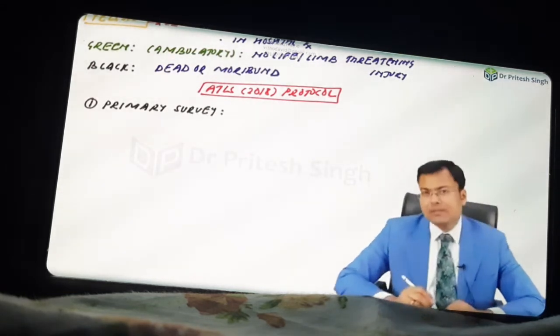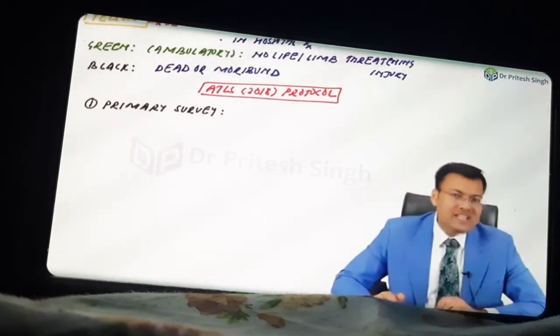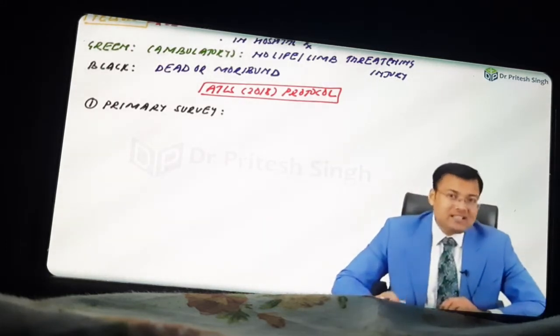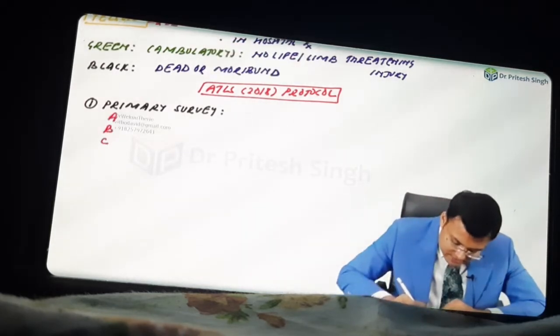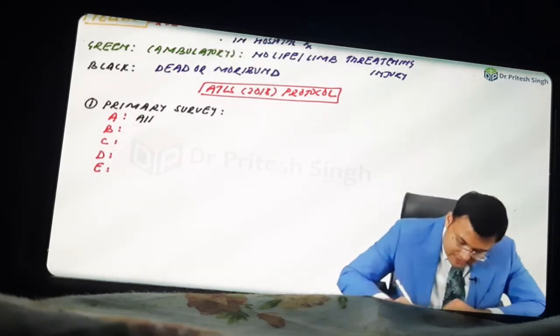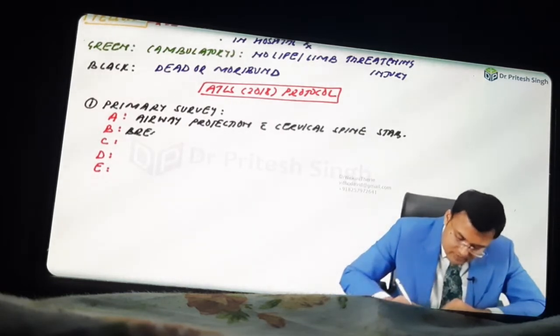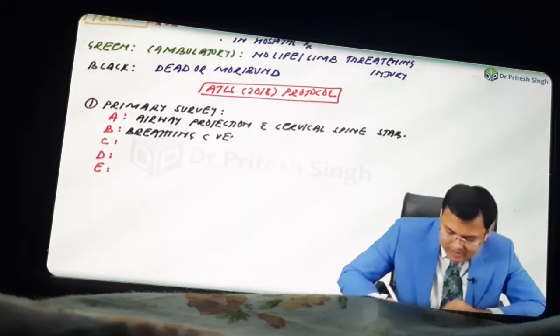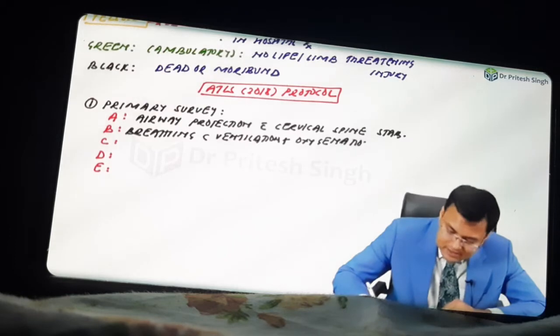What are the components of this primary survey and what are we going to do? This primary survey is aimed at detecting and simultaneously treating the immediately life-threatening injury. The mnemonic is A, B, C, D, E. A means airway protection, with cervical spine stabilization. B means breathing. It includes ventilation and oxygenation.